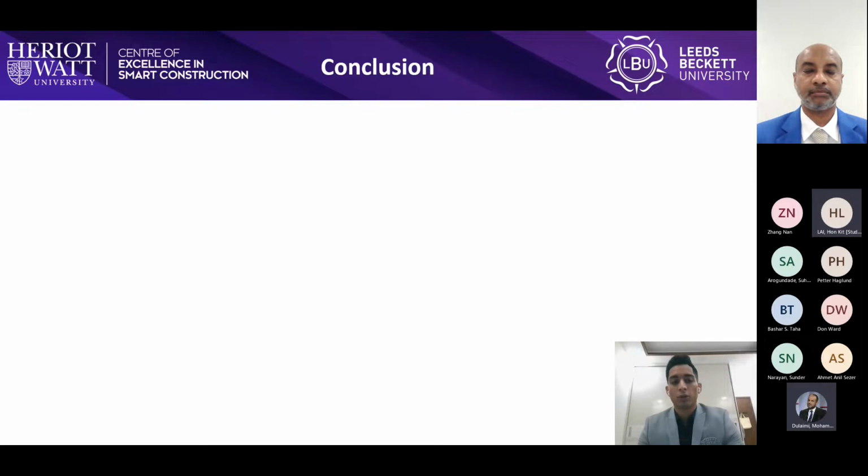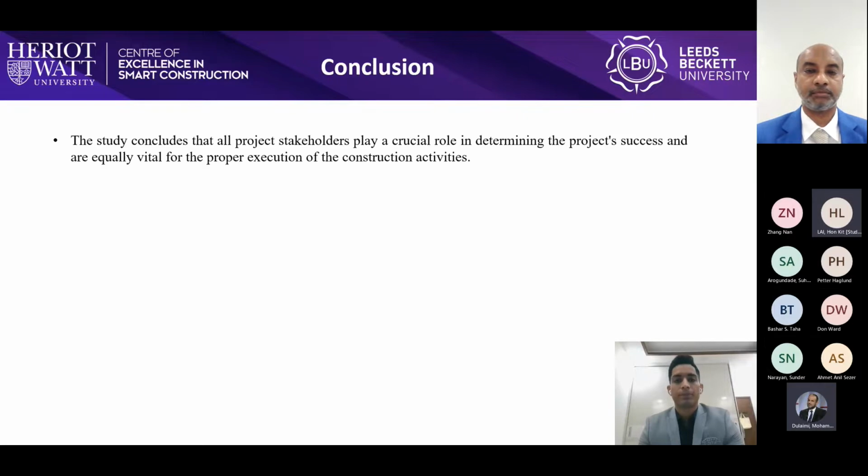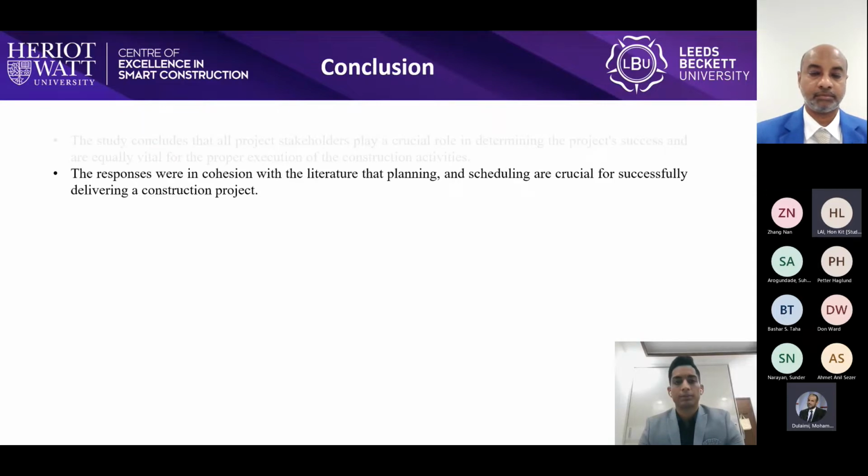Majorly, the conclusion is as follows. The study concludes that all project stakeholders play a crucial role in determining the project's success and are equally vital for proper project execution of construction activities. The responses were in cohesion with the literature that planning and scheduling is crucial for a construction project.